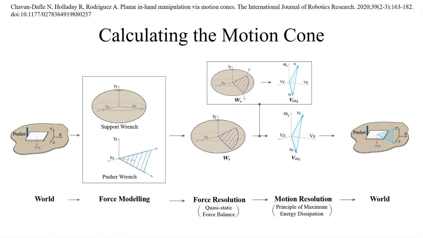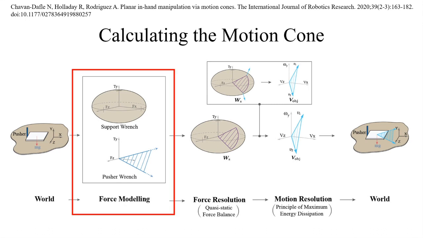Motion cones can be viewed as an extension of friction cones. We use them to represent the set of possible twists that can be induced on an object by an external wrench. This diagram shows the general process for determining the motion cones for our particular task. In the case of pushing in the horizontal plane, the motion cone is composed of two wrenches, one from the pusher and one from the supporting surface, i.e.